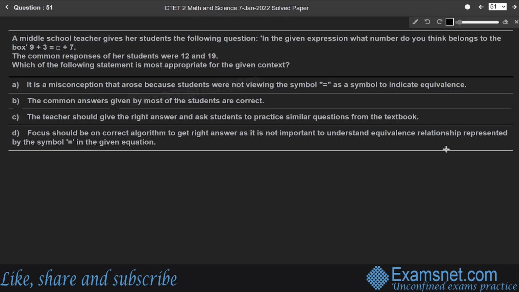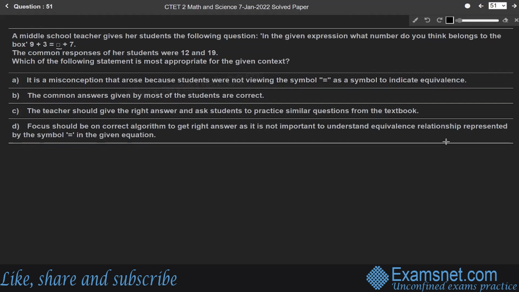Question 51. A middle school teacher gives her students the following question. In the given expression, what number do you think belongs to the box: 9 plus 3 is equal to dash plus 7? The common responses of her students were 12 and 19. Which of the following statement is most appropriate for the given context?